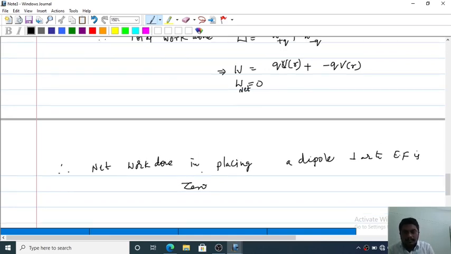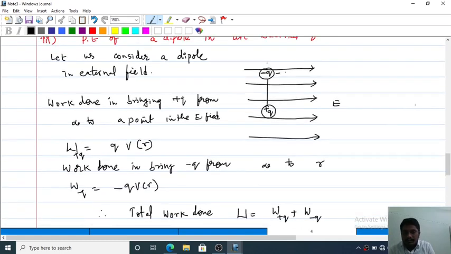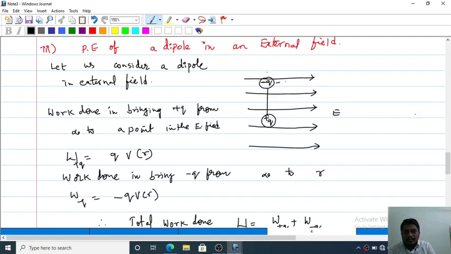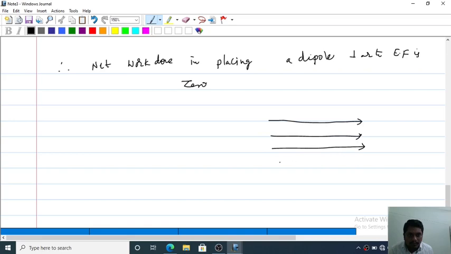Why? Because we are bringing two equal and opposite charges at the same potential, when you place a dipole perpendicular to it. So for example, in another case, I am taking one more uniform electric field. This is a uniform electric field. Here I want to place a dipole. This is a uniform electric field E bar. Now I want to place a dipole in another position like this. So this is a dipole, this is plus q and this is minus q.